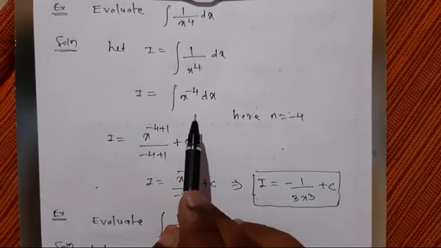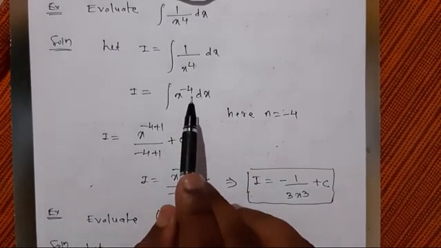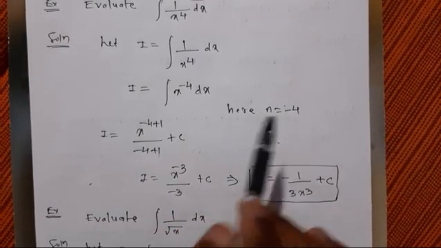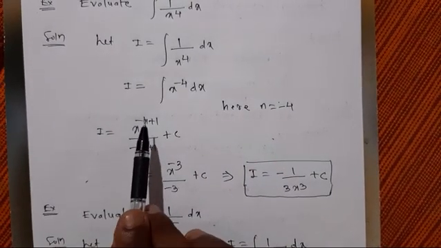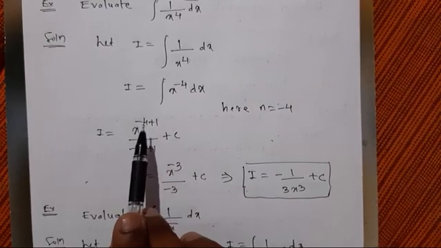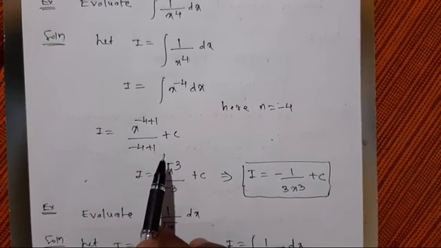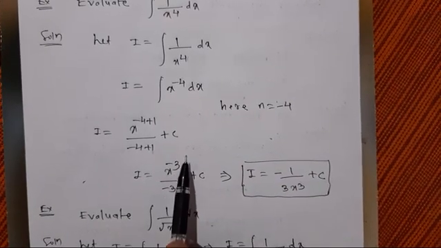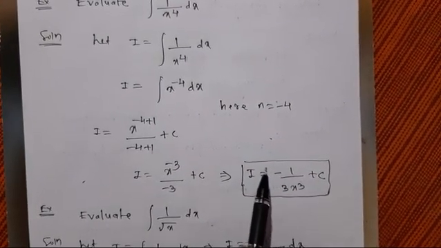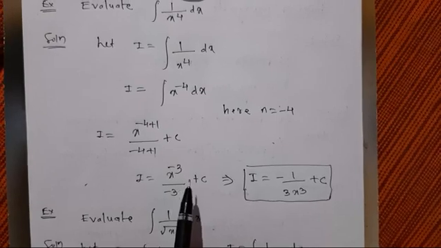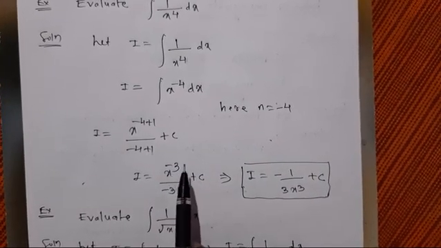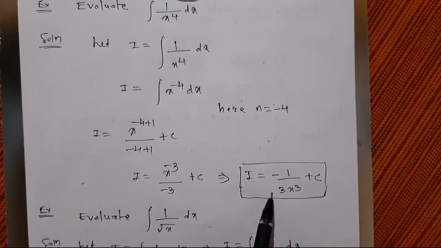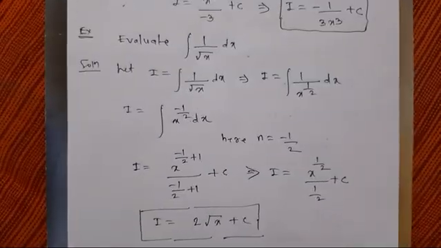So it becomes x to the power minus 4. Now I will apply the formula integration of x raised to n into dx. Here the value of n is minus 4. So it becomes x to the power minus 4 plus 1, that is n plus 1, upon minus 4 plus 1, plus c. So x to the minus 3 upon minus 3. Again I will write this in the original form, that is minus. I will take this x to the minus 3 in the denominator. It becomes minus 1 upon 3 x cube plus c.